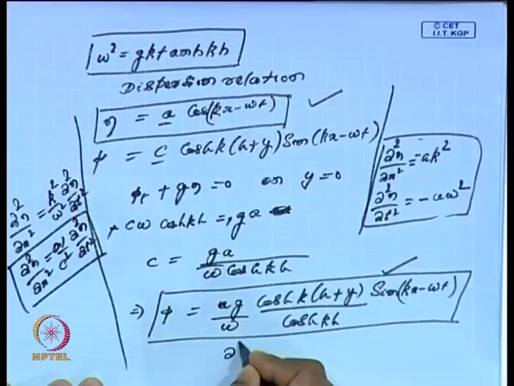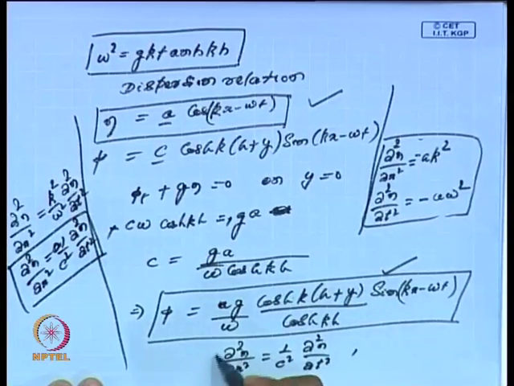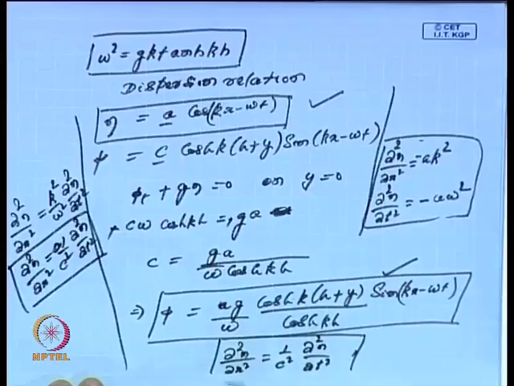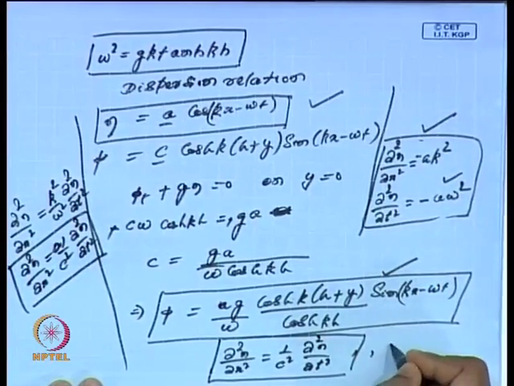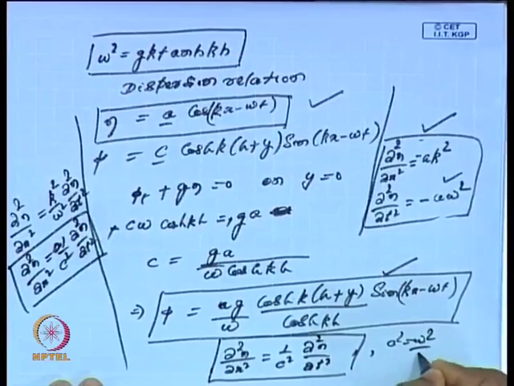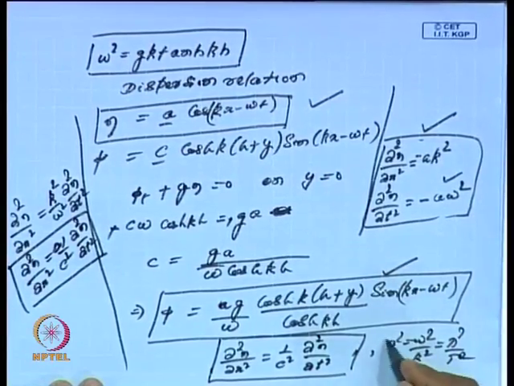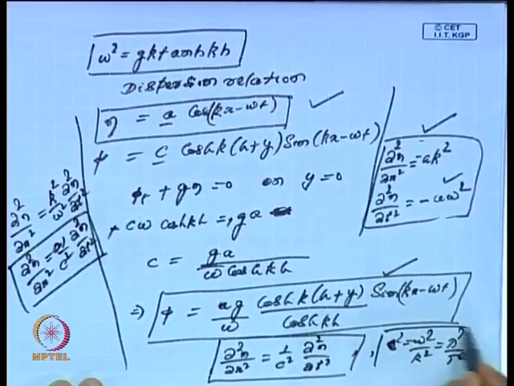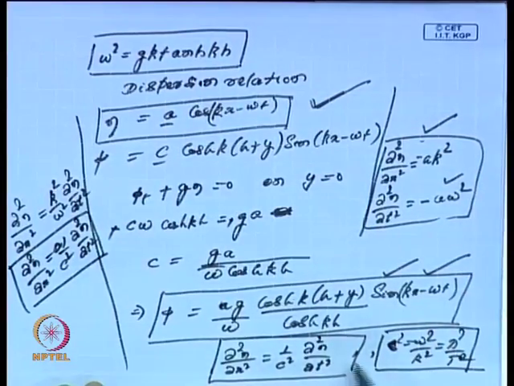That means what I am getting, del square eta by del x square is equal to 1 by c square del square eta by del t square, where this is what I am getting from these two equations, and here c square is omega square by k square, that is nothing but lambda square by T square, that is my c square. So, that means if I take eta is this and my phi is this, my eta satisfies the wave equation.